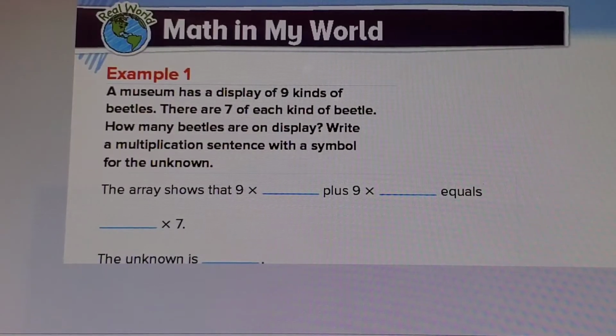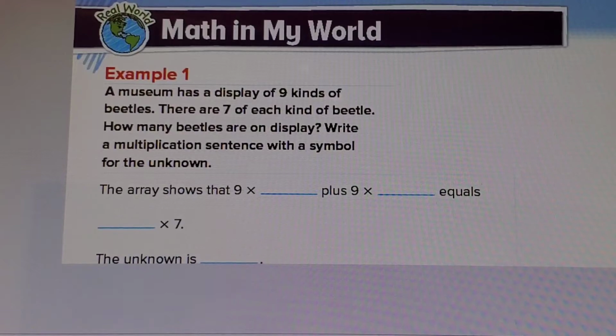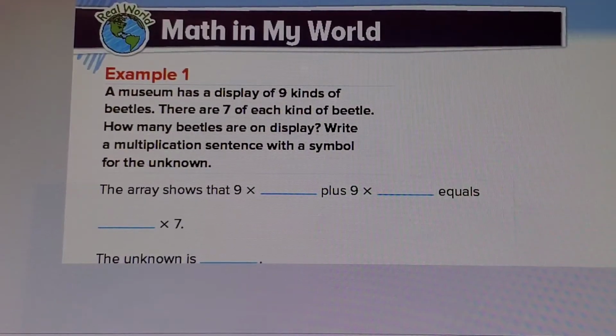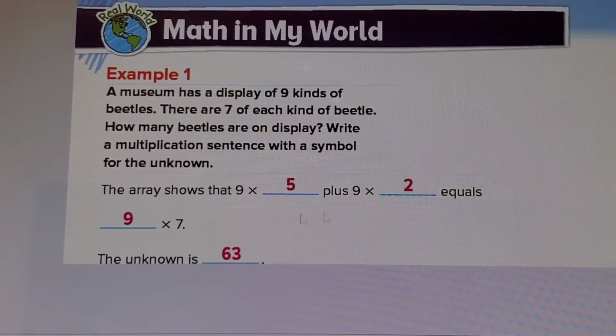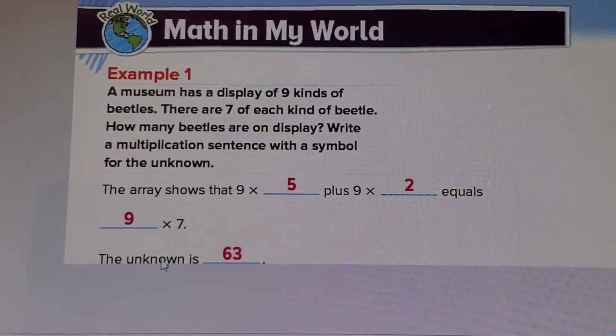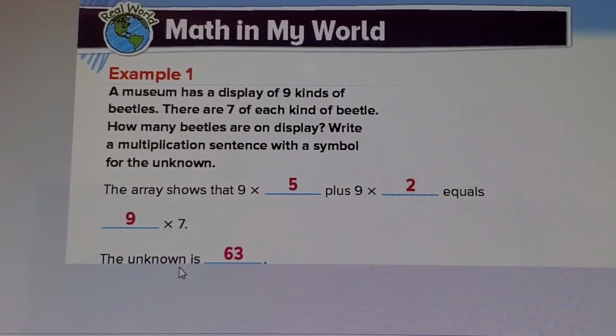Math in My World, it's example 1 again. The array shows that 9 times 5 plus 9 times 2 equals 9 times 7. The unknown is, so 9 times 5 plus 9 times 2 equals 9 times 7. The unknown is 63.